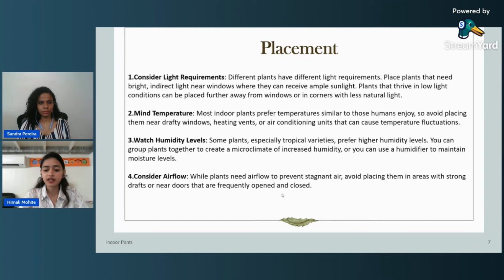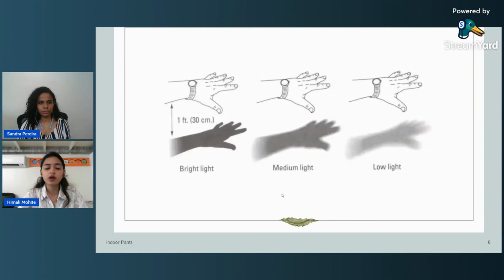So there is a simple technique. Just place your hand at 1 feet distance from the floor.